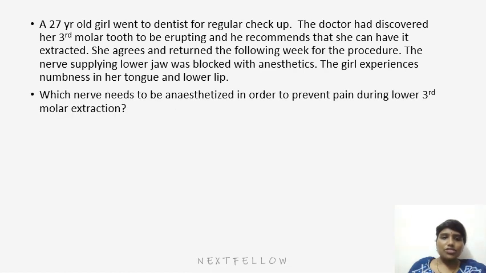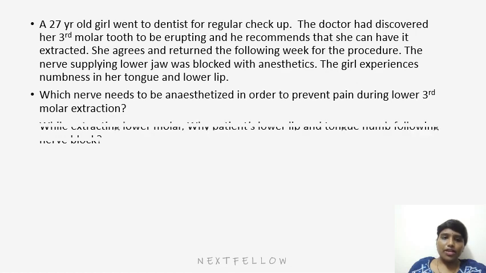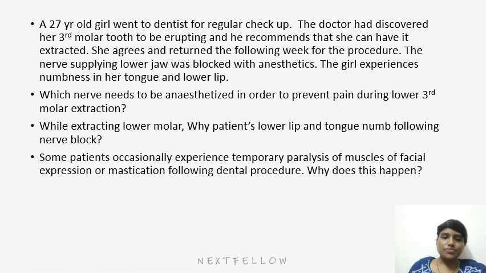Which nerve needs to be anesthetized in order to prevent pain during lower third molar extraction? Inferior alveolar nerve needs to be anesthetized in order to prevent pain during third molar extraction. While extracting lower molar, the patient's lower lip and tongue are numb following nerve block, because inferior alveolar nerve and lingual nerve are in close proximity.